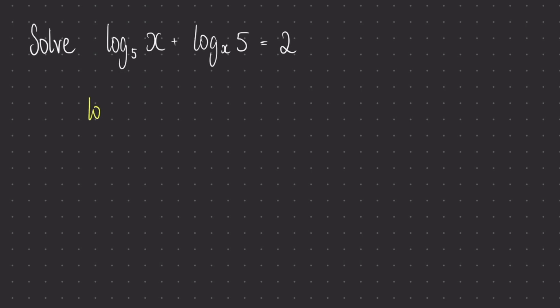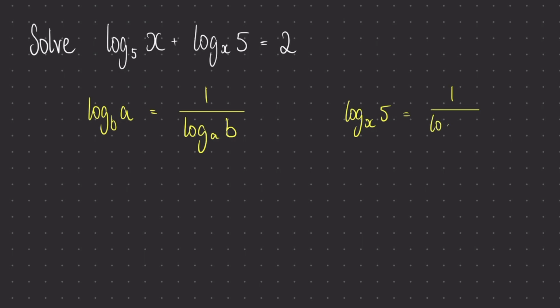That rule at the end looks like log to the base b of a is 1 over log to the base a of b. So taking log to the base x of 5, I can see that b is x and a is 5. So what I'll have is 1 over log to the base 5 of x. Replacing that in the equation, I have log to the base 5 of x plus 1 over log to the base 5 of x is equal to 2.